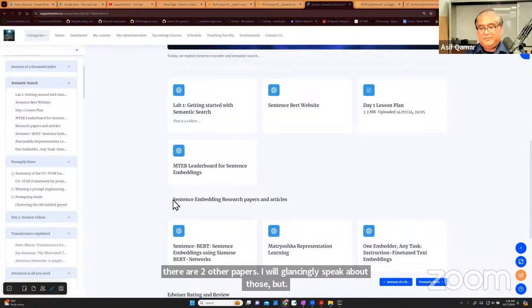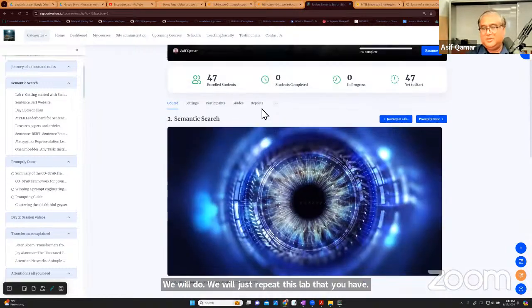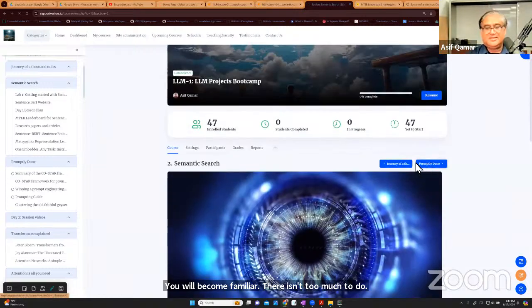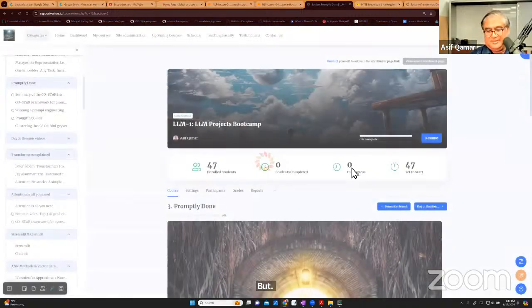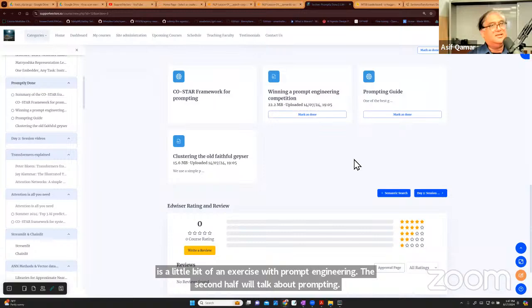Right. So the way we'll proceed this afternoon is today we will just repeat this lab that you have, right? You will become familiar. There isn't too much to do, but there is a little bit of an exercise with prompt engineering. The second half will talk about prompt engineering. I'll get you started on prompt engineering.